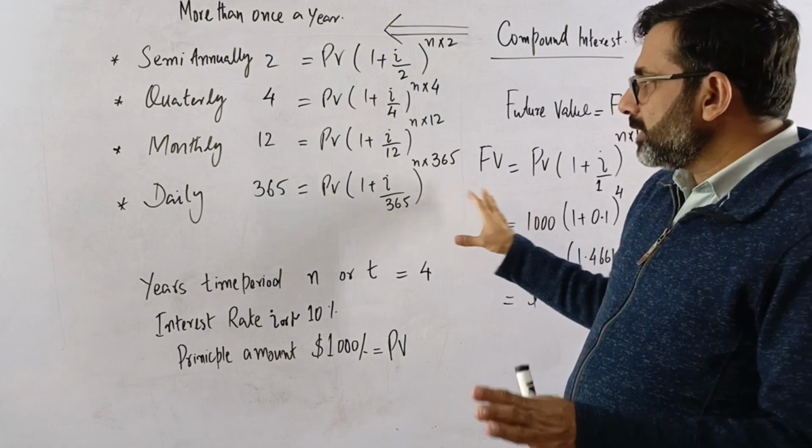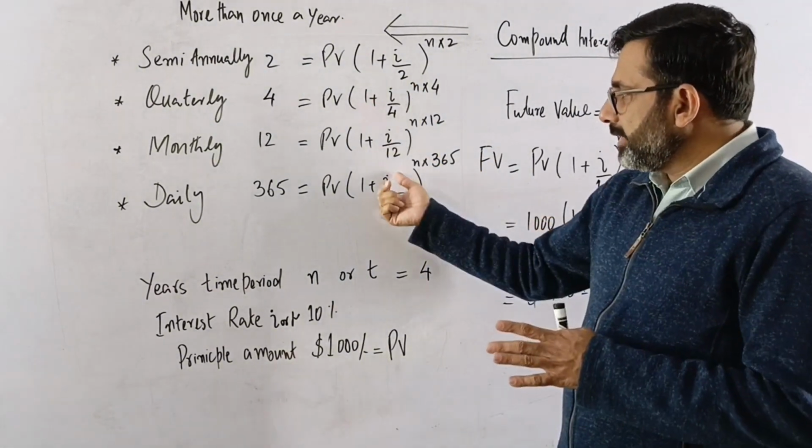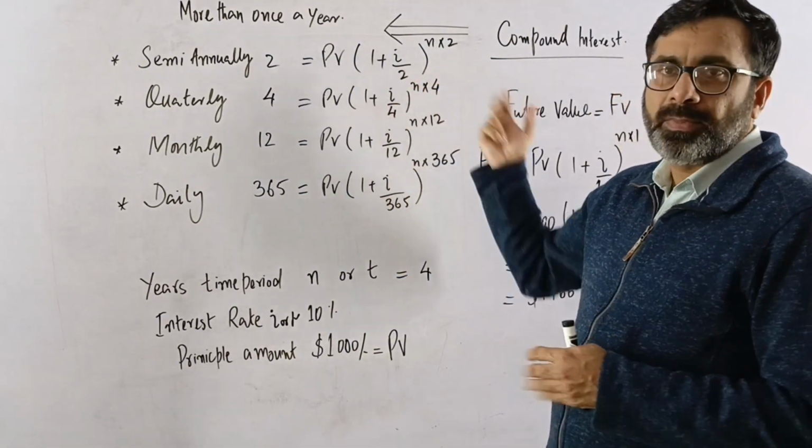So this is the concept. Otherwise the formula will be the same. What changes is that the rate of interest is divided, a simple change to the formula, and the number of periods is multiplied.